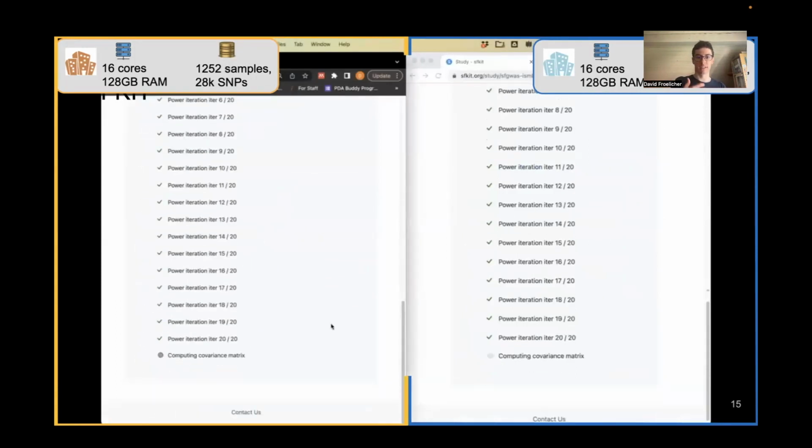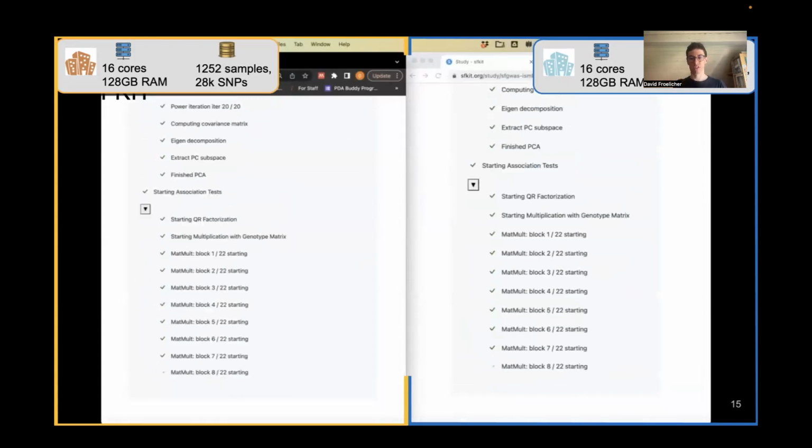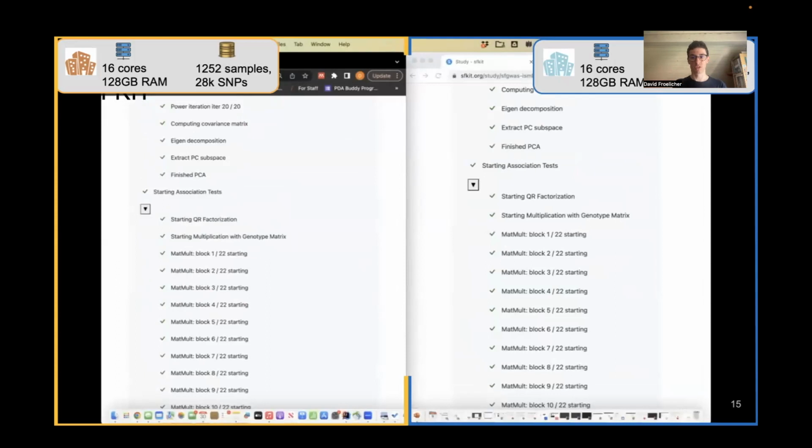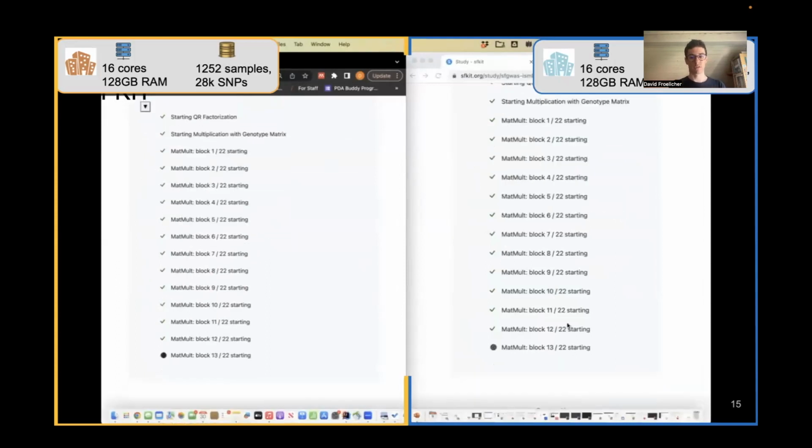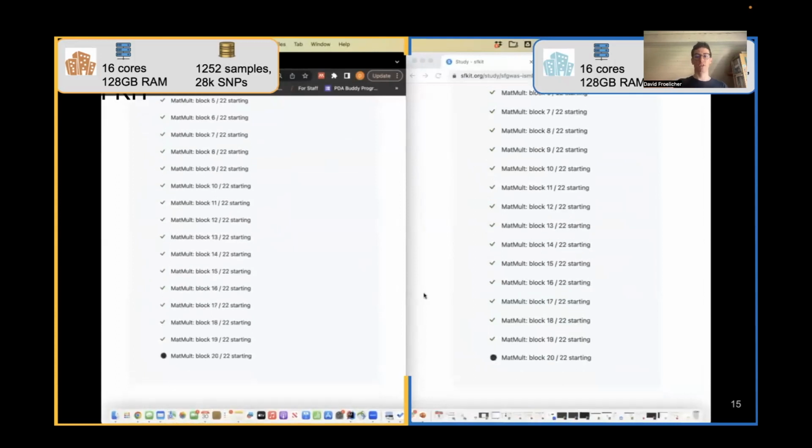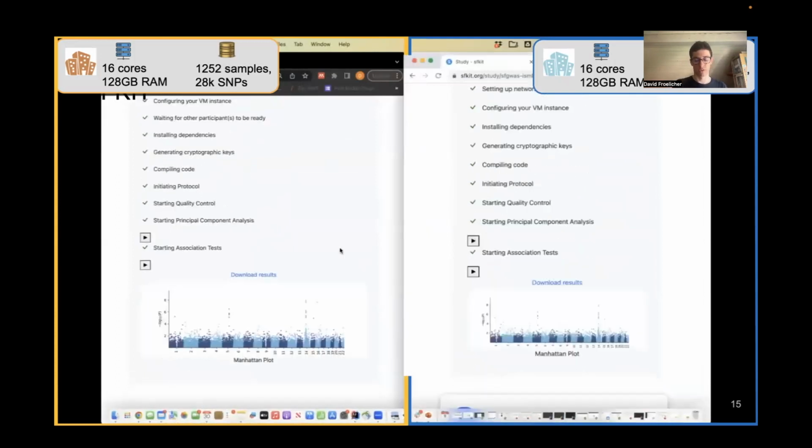It performs the entire genome-wide association study. Here it's finishing the PCA or population stratification. Now it's running the final association test, such that at the end, the users get the result of the study, of course, without having seen other users' data. And in this case, we accelerated the demo for time purposes.